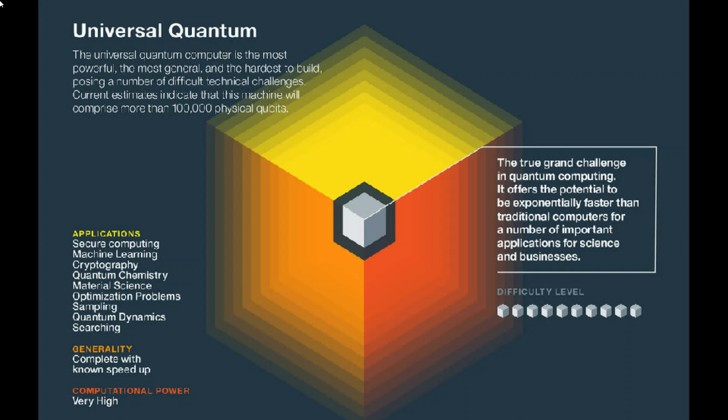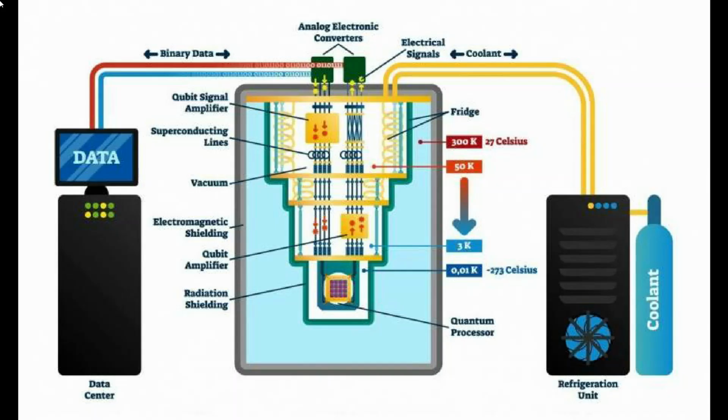On October 23, 2019, Google AI, in partnership with the U.S. National Aeronautics and Space Administration, NASA, published a paper in which they claim to have achieved quantum supremacy. While some have disputed this claim, it is still a significant milestone in the history of quantum computing.